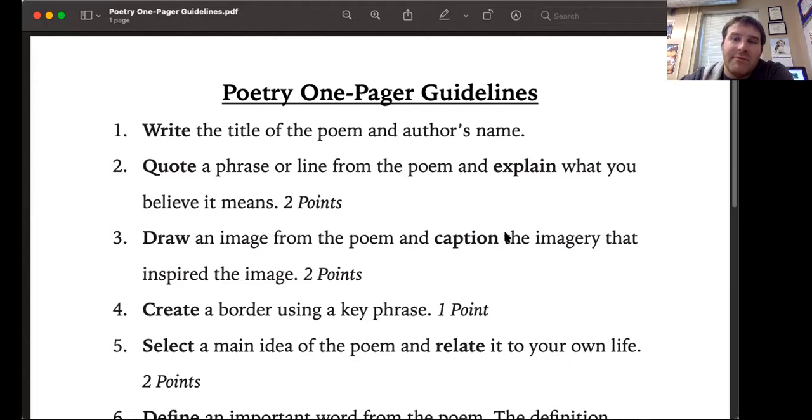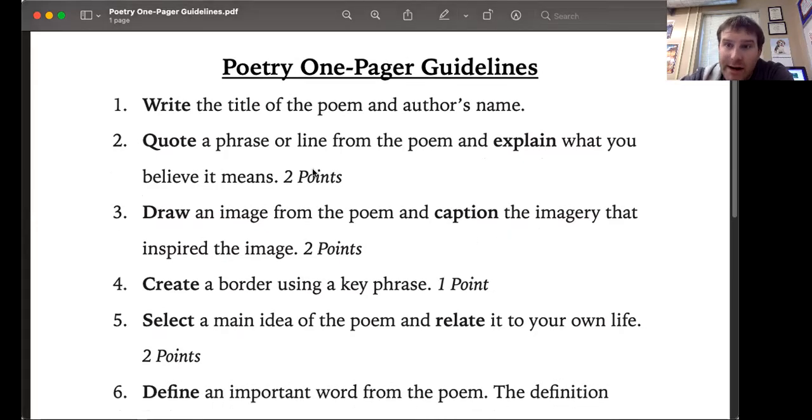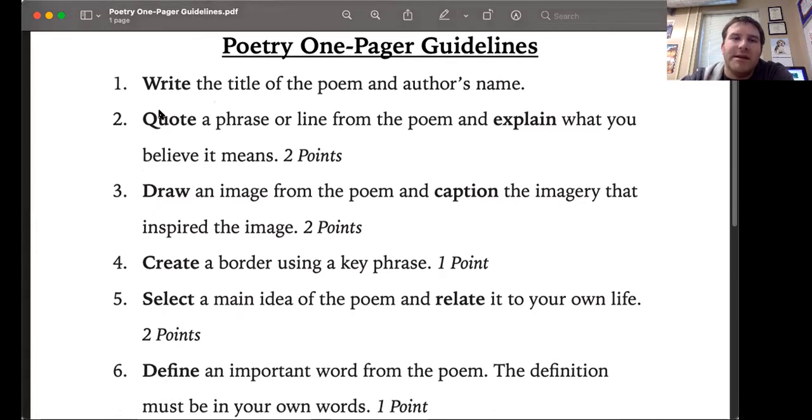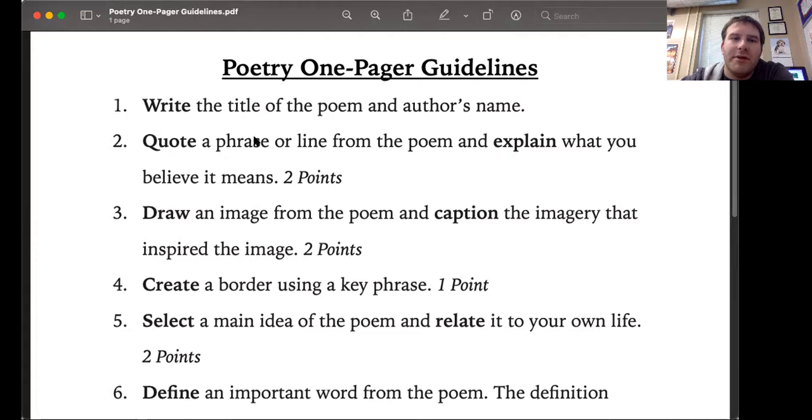Then we get into the actual criteria that I will be grading you on. The first piece of criteria is you're going to quote a phrase or line from the poem and explain what you believe it means. So here's the line or phrase from the poem. What do you think it means? And I'll show you an example of this. Basically you just pick a line, quote it, and then tell me what you think it means. Now, here's an example that you'll see here in a second.